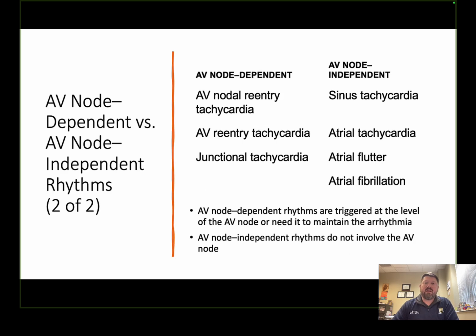Most SVTs involve reentry mechanisms, a fact that is used in their classification into one of two groups: rhythms that have an ectopic focus triggered at the level of the AV node, or rhythms that need the AV node to function as part of the circuit to maintain the arrhythmia, such as AV node reentry tachycardia. The importance of this classification is to formulate treatment strategies, since AV nodal slowing or blocking agents will terminate the circular movement or work on the automaticity of a triggering ectopic focus.